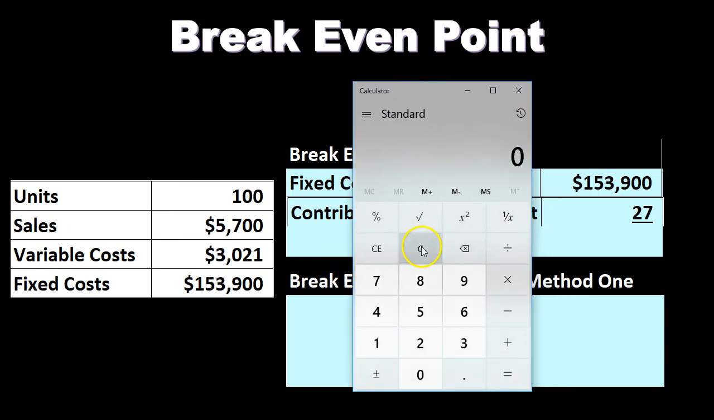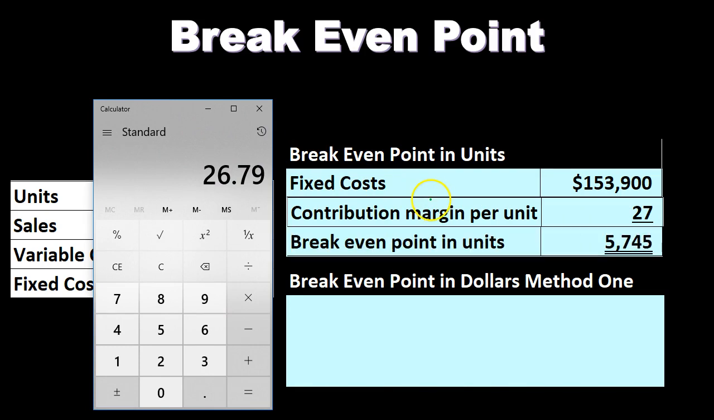We can calculate the contribution margin per unit at the 5700. This is going to be the total sales minus the 3021. That's going to give us the 2679 contribution margin. I'm going to divide that by the number of units, 100. And that's going to give us about 27. So notice there is rounding here. It's really 26.79 for the contribution margin per unit.